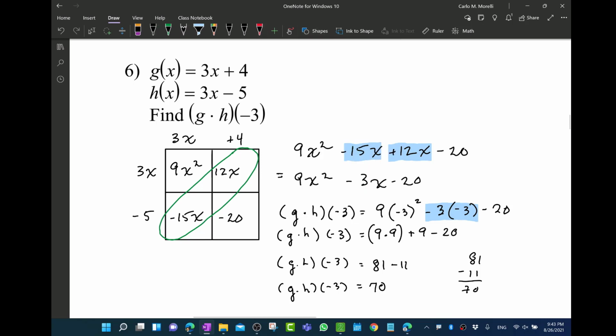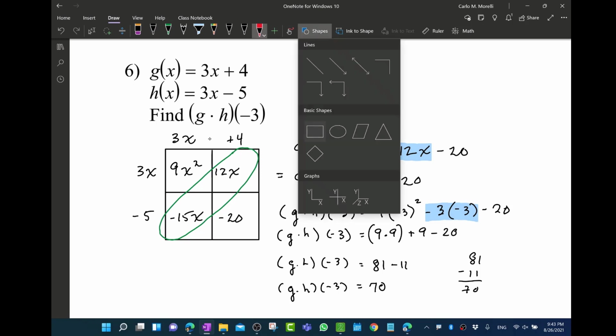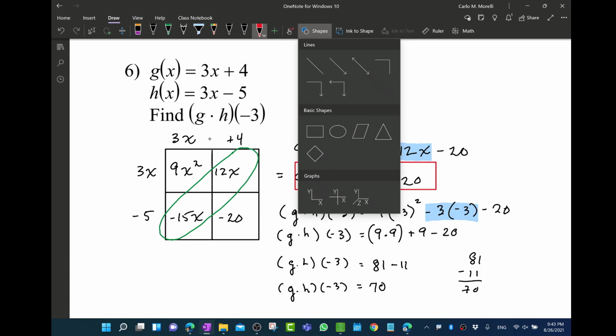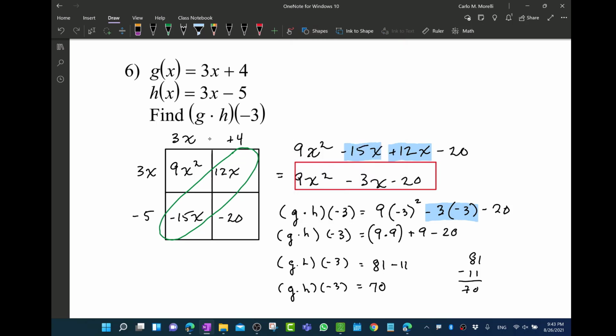Okay. So that's what I would want to see in the answers boxed: that you got here. Okay. And then that you were able to get here.